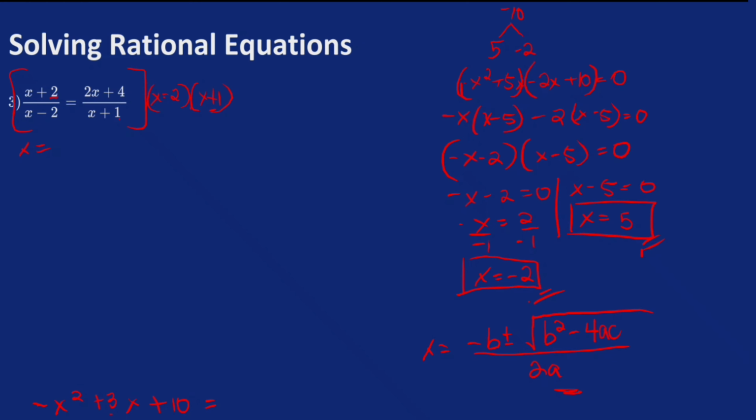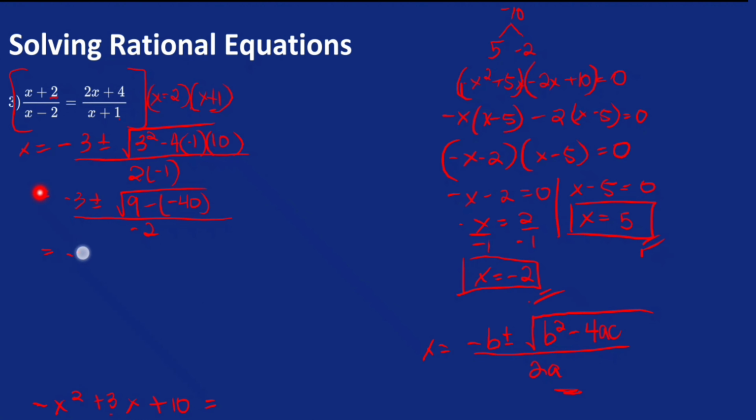negative b. b is the coefficient of x, that is 3. So negative 3 plus or minus the square root of 3 squared minus 4 times a, which is the coefficient of x squared, negative 1 times c, the constant 10, all over 2a. So that's 2 times negative 1. And simplifying, you'll have negative 3 plus or minus the square root of 3 squared is 9, minus 4 times negative 1 is negative 4, times 10, that is negative 40. All over 2 times negative 1 is negative 2.